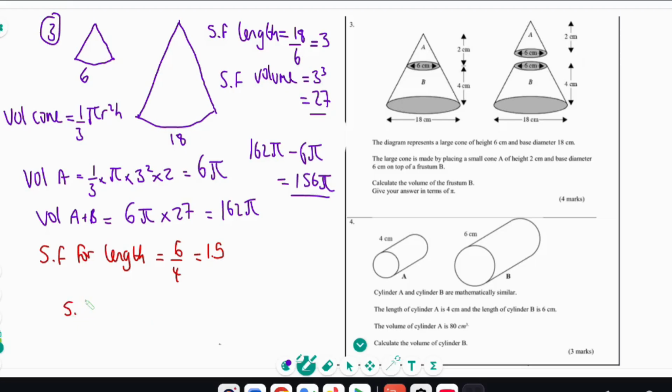So the scale factor for volume is 1.5 cubed, which is 3.375. We're going from the small cylinder to the big cylinder, so 80 times 3.375, 270 is your volume of cylinder B.